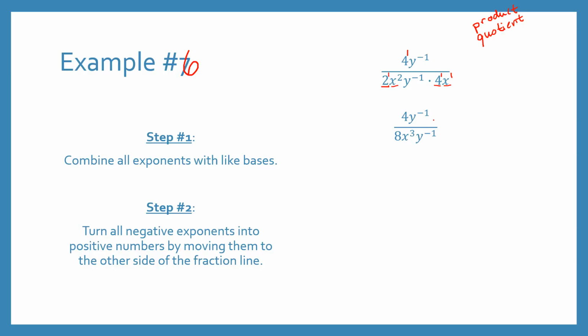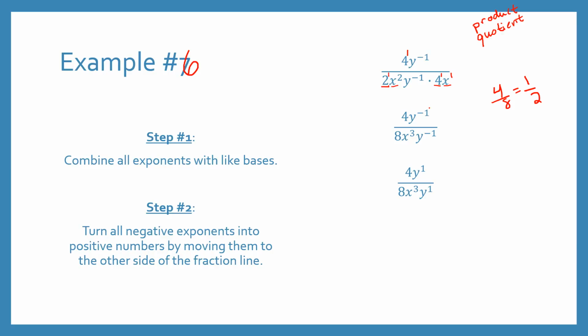Now, think back to what we did during the quotient rule. What we want to do is try to get all those variables and the exponents attached to them kind of on the same level. Before we do that, though, we can simplify 4 over 8. And think about that. What's 4 over 8? That reduces to 1/2.